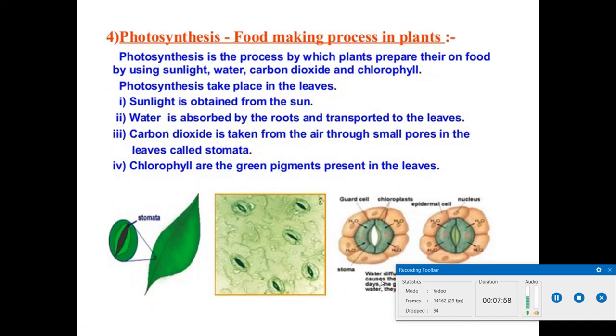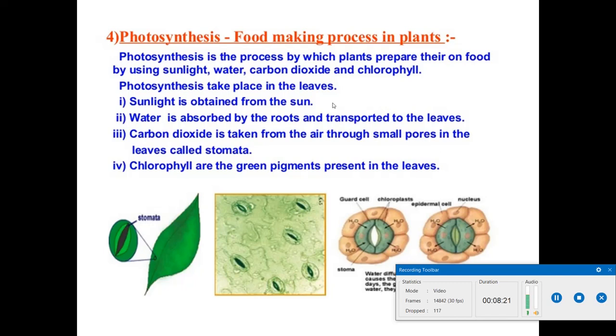Photosynthesis is a food making process in plants. Photosynthesis is the process by which plants prepare their own food using sunlight, water, carbon dioxide and chlorophyll. Photosynthesis takes place in leaves because they have a broad and more exposed area.